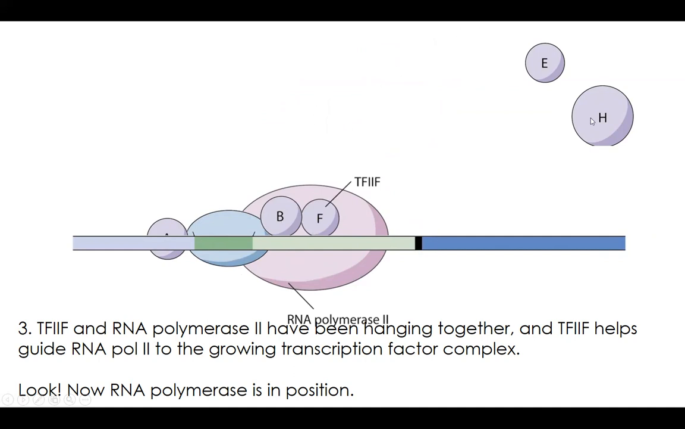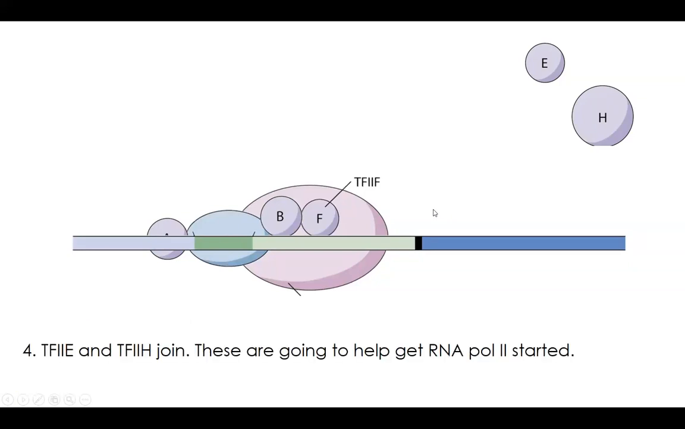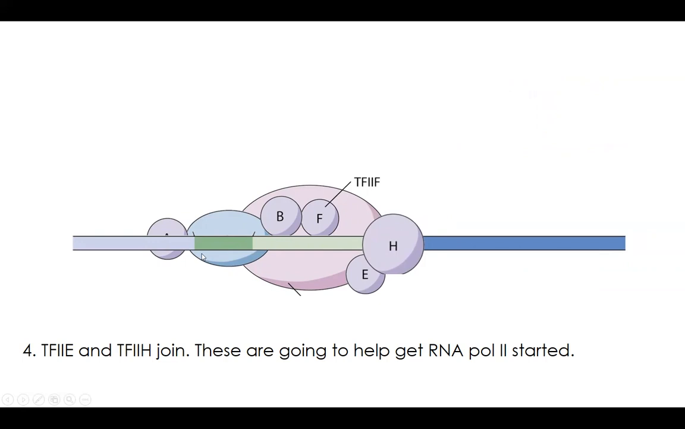You can see we've got a couple more things to go here. We've not met our second goal yet, which is getting RNA polymerase to actually start transcribing. So our next step, TF2E and H join, and that's where we start to really get going. First, we've completed what we call the pre-initiation complex. We haven't initiated anything yet, but everybody's here. The party is complete, it's ready to go. But we're going to have to get it started, and H and E are going to help us get there.